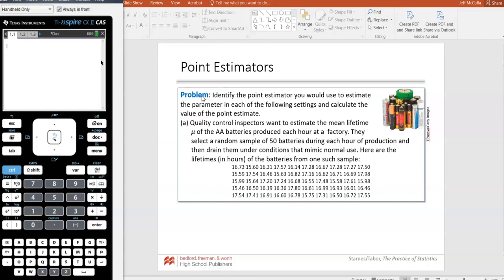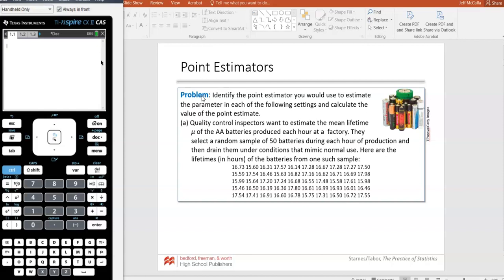So identify the point estimator you would use to estimate the parameter of each of the following settings and calculate the value of the point estimate. Quality control inspectors want to estimate the mean lifetime mu of the AA batteries produced each hour at a factory. They select a random sample of 50 batteries during each hour of production and then drain them under conditions that mimic normal use.